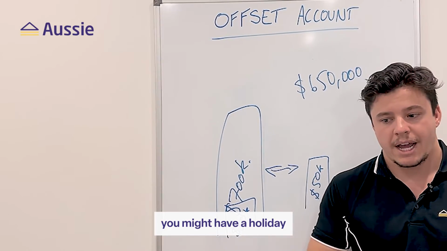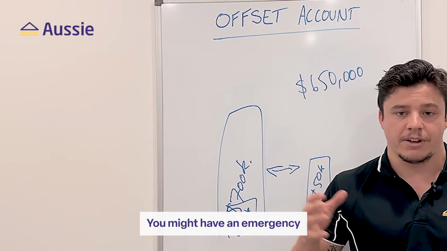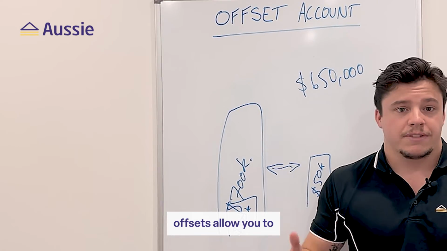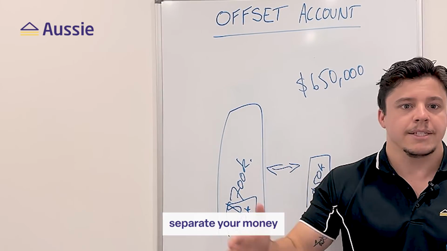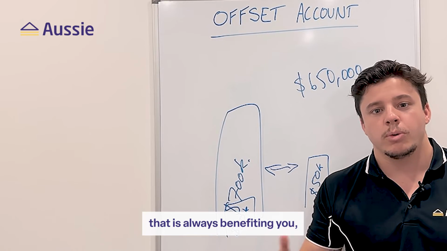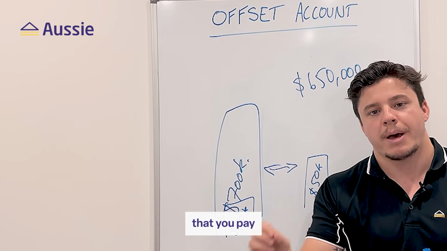For example, you might have a holiday savings bucket, you might have an emergency fund bucket, you might have a bills paying bucket. The different offsets allow you to separate your money and keep track of it in a way that is always benefiting you and minimizing the amount of interest that you pay on your home loan.